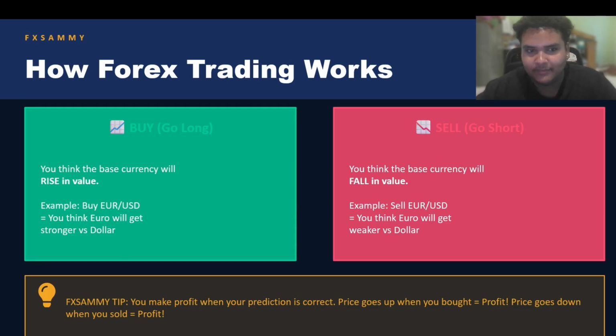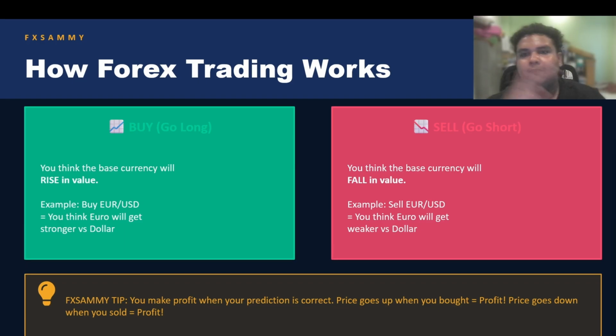Buy when you think the base currency will rise in value. Example, buy EUR/USD: you think the euro will get stronger versus the dollar. Sell when you think the base currency will fall in value. Example, sell EUR/USD: you think the euro will get weaker versus the dollar. You make a profit when your prediction is correct. Price going up when you bought, or going down when you sold, is a profit. But it is also a problem. It is not simple that because the market is in an uptrend we should buy and it will make a profit. It's not totally that.